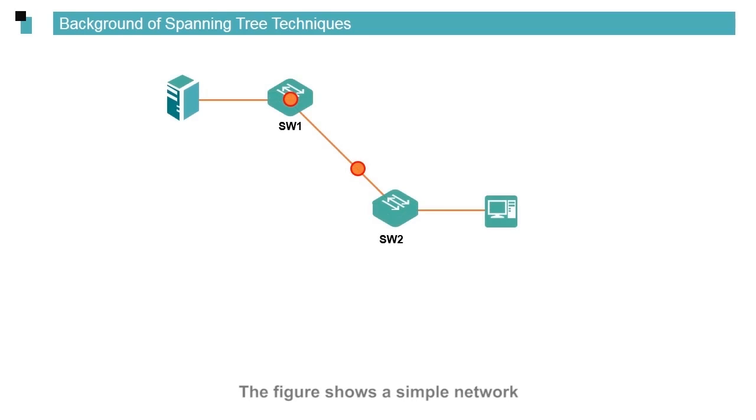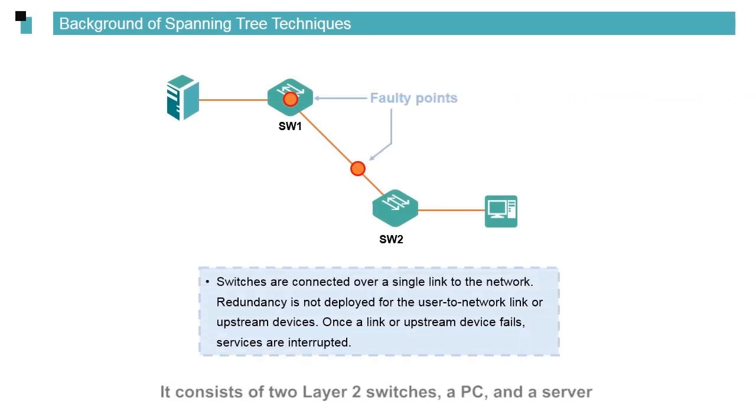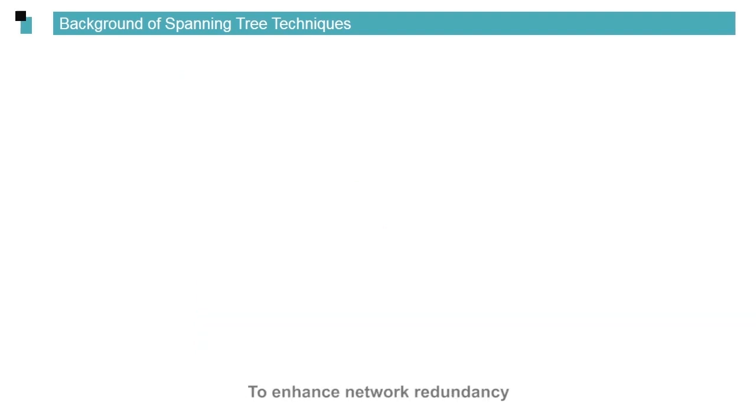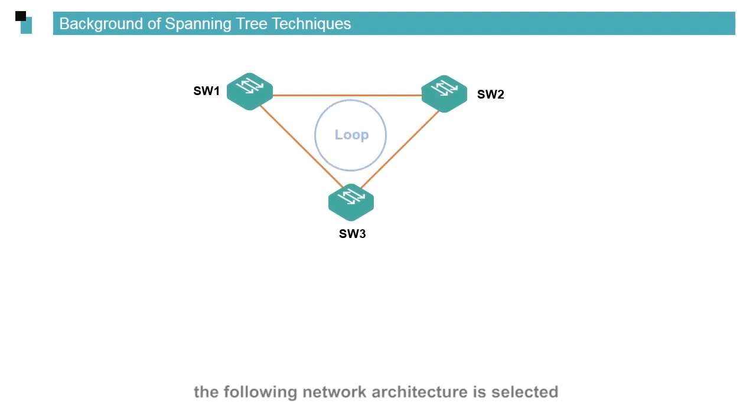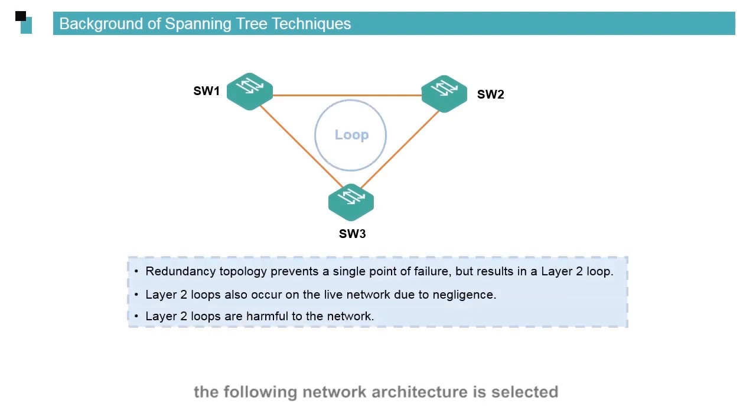The figure shows a simple network. It consists of two Layer 2 switches, a PC, and a server. If a single point of failure occurs, the whole network is disconnected. Such a network is not robust and lacks redundancy. To enhance network redundancy, the following network architecture is selected. This network architecture, however, introduces loops.